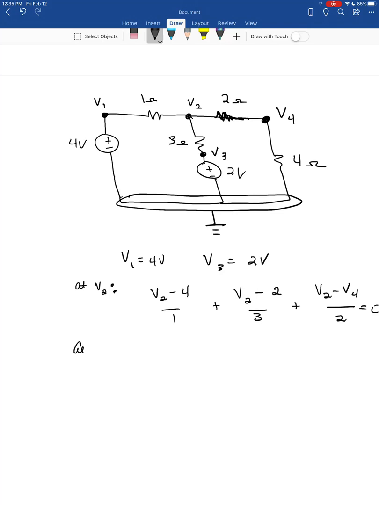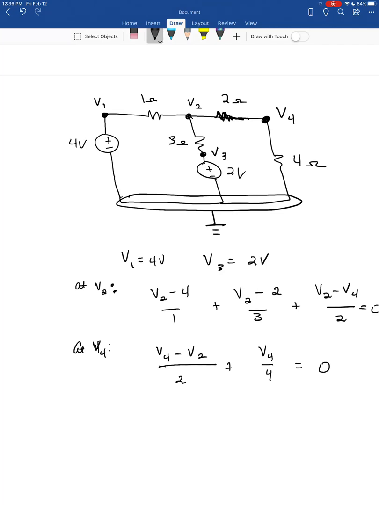And then at node V4, and once again, you could combine the 2 and the 4 in series and simplify the circuit a little bit if you wanted to and eliminate a node, but we're not doing that at the moment. So at V4, we have V4 minus V2 over 2 plus V4 over 4 is equal to 0. So actually it turns out to be a very simple problem.